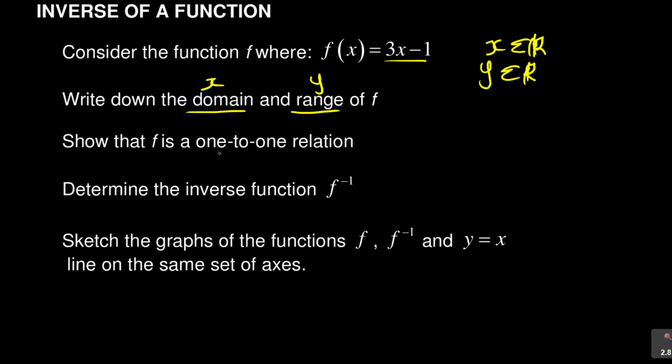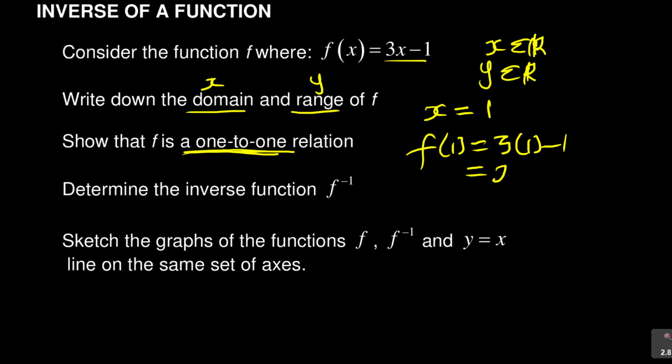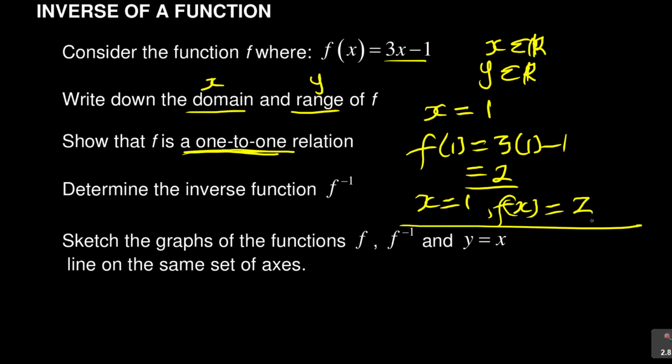And then show that f is a 1-to-1 relation. When they're saying 1-to-1 relation, we're saying one value of x will give one value of y. So how do you show that f is a, for example, choose any value to say, suppose let x be equal to 1. So f of 1 is equal to 3 times 1 minus 1, which is equal to what? 2. So you're saying when x is equal to 1, f of x is equal to 2. Therefore, by doing that any value, we are showing that it is a 1-to-1 function.